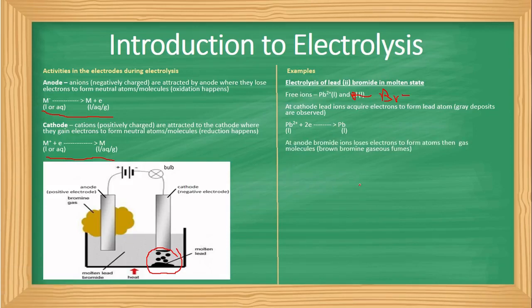So at the anode, this other end, you will find that now what goes there are the bromine ions. When they get there, they lose electrons, and now they form bromine atoms. A combination of two bromine atoms creates bromine gas. So what will be observed there is bromine gas in brown color. You will observe some brownish gas fumes being emitted here at the anode.